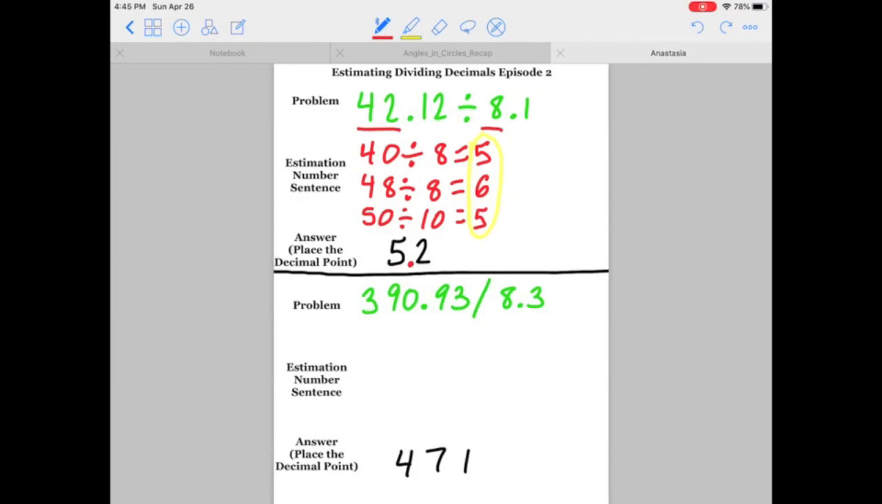Or I could put my decimal here. 5.2, is that close to 5 or 6? Or I could put my decimal there, which is 52. Is that close to 5 or 6? Not really, right? So you guys know I'm going to put my decimal point right there because 5.2 is close to 5 and 6. And the only reason I know that is because those are my estimates. You've got to make sure you have friendly estimates.